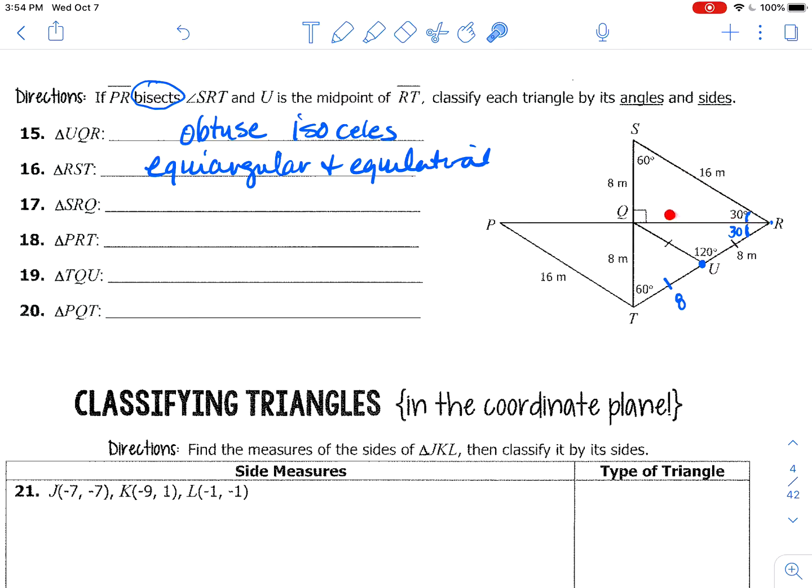SRQ is the next one. S to R to Q. Okay, that's this guy right here. This is a right triangle, and we can see we've got different measurements for the sides. So we have a right scalene.